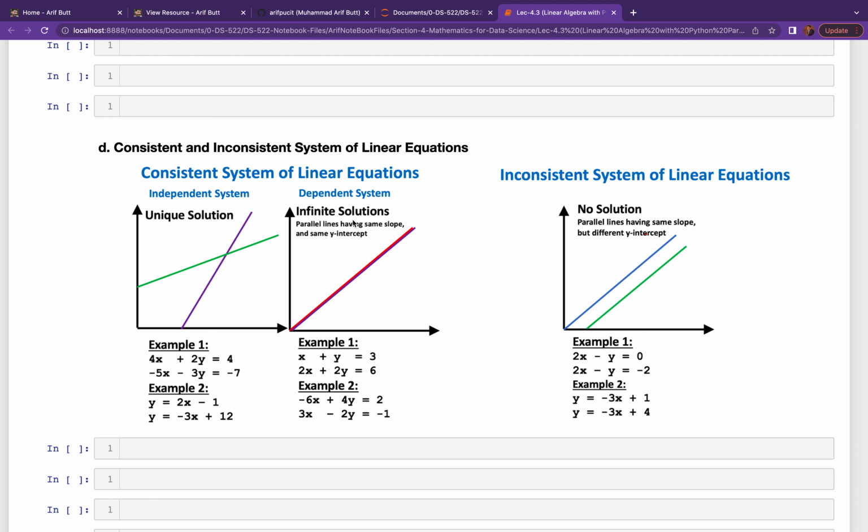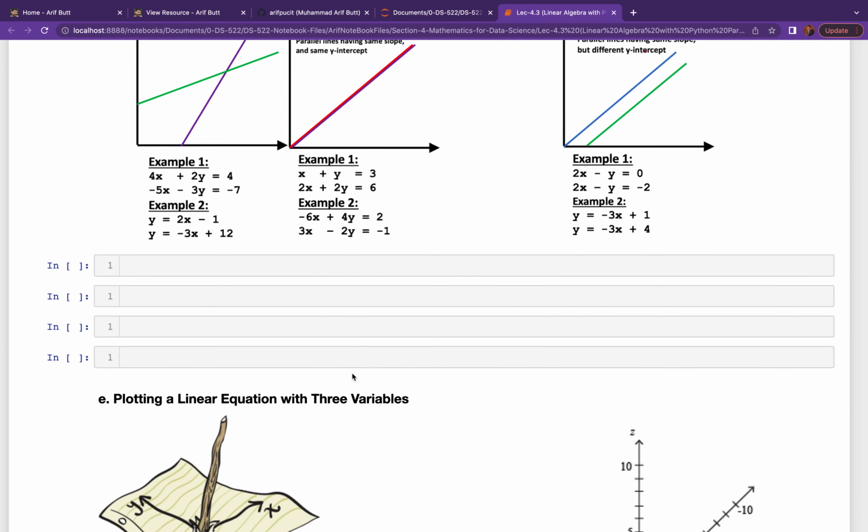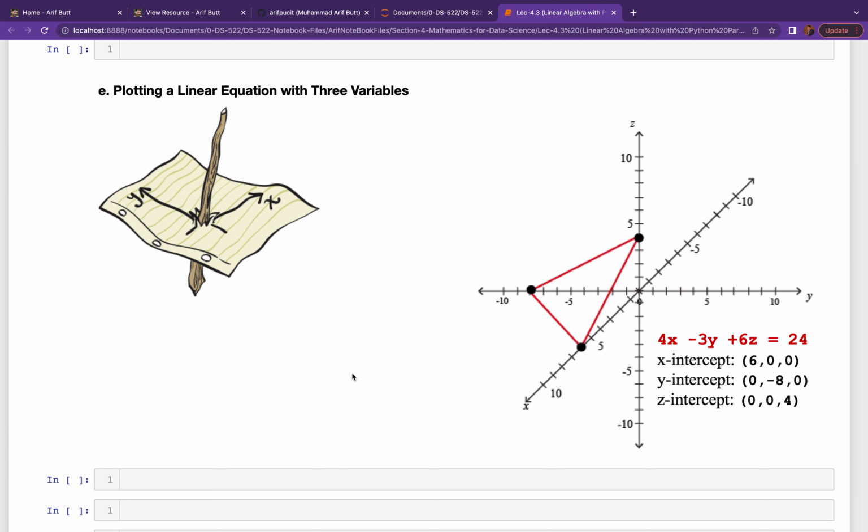So once we have an idea about systems of linear equations having two variables, let's talk about three variables. My dear students, the way a linear equation with two variables is graphically represented by a straight line, similarly, a linear equation with three variables, when plotted in a 3D coordinate system, is graphically represented as a plane.